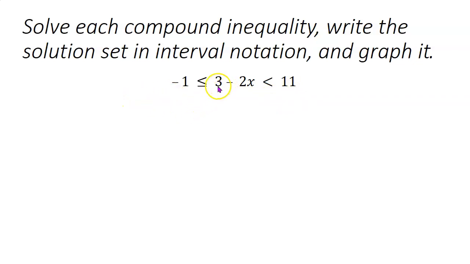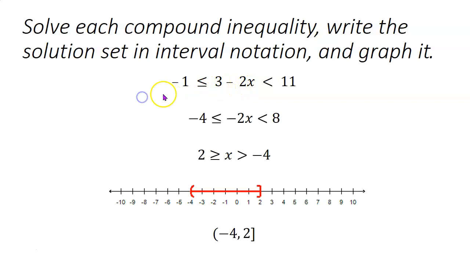So right now I've got a constant term and an x term. Let me leave the x term here, but get rid of the 3 by subtracting 3 from all three sides or parts of this compound inequality. So if I subtract 3 from all three sides, I get negative 4 is less than or equal to negative 2x is less than 8.